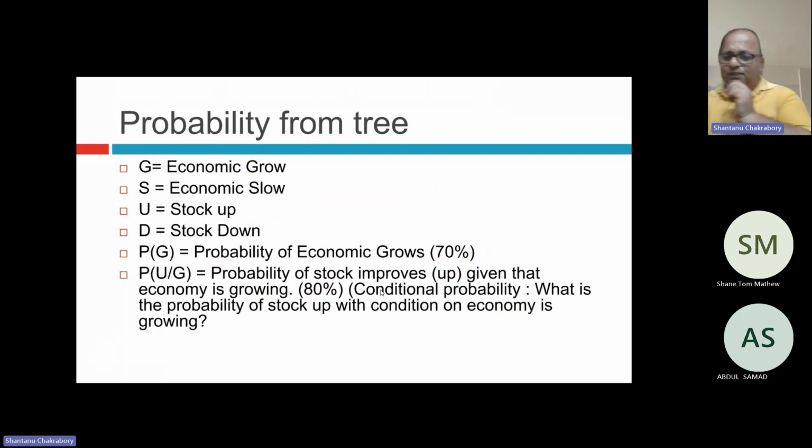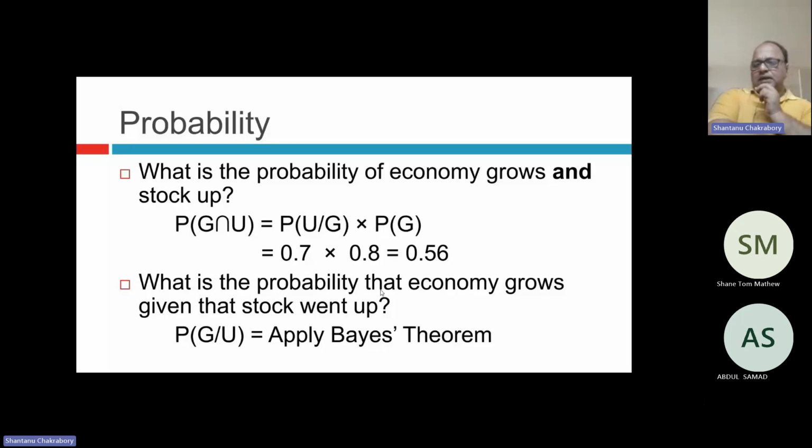So what's the probability of stock going up with the condition on economy is growing up? So the economy is growing up. So what is the conditional probability of a stock going up with the condition on economy is also going up? So we form a probability tree. So how does it look like? It looks like the economy grows up and the stock grows up. It gives you an intersection.